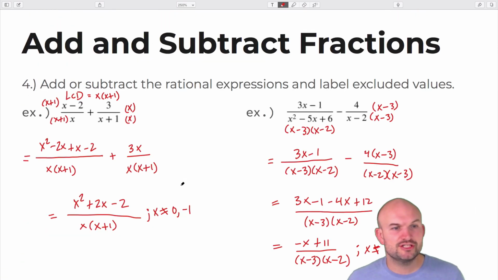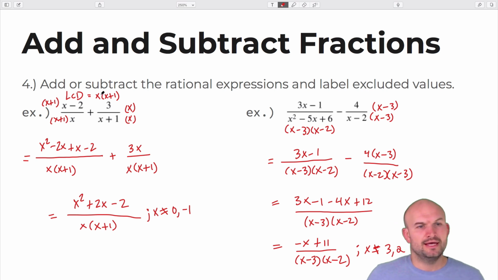All right, so for the choices I chose, we have add and subtract rational expressions and label the excluded values. So these are the two examples I did in class. And in this case, you can see my denominators don't have anything in common. That's why the LCD is simply the product of them, x times x plus 2. So I just multiplied by the other denominator on the other side. Notice that I had to expand that as a binomial times a binomial. And then I had to add that to 3x. So I actually expanded all that out.